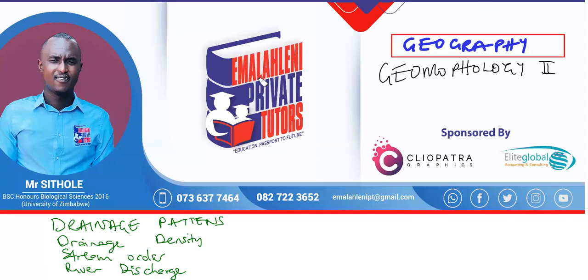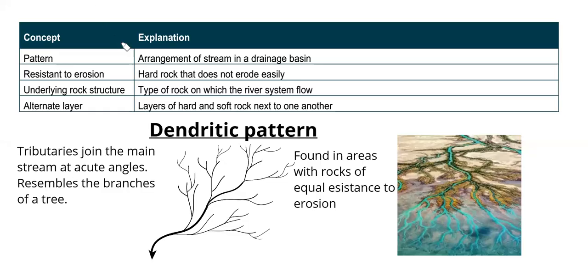Hello, Mr. Stoller here. So today we are going to look into Geomorphology 2, okay? In Geomorphology 2, we're going to cover drainage patterns, drainage density, stream order, and river discharge. Okay, so let's see what we have today.